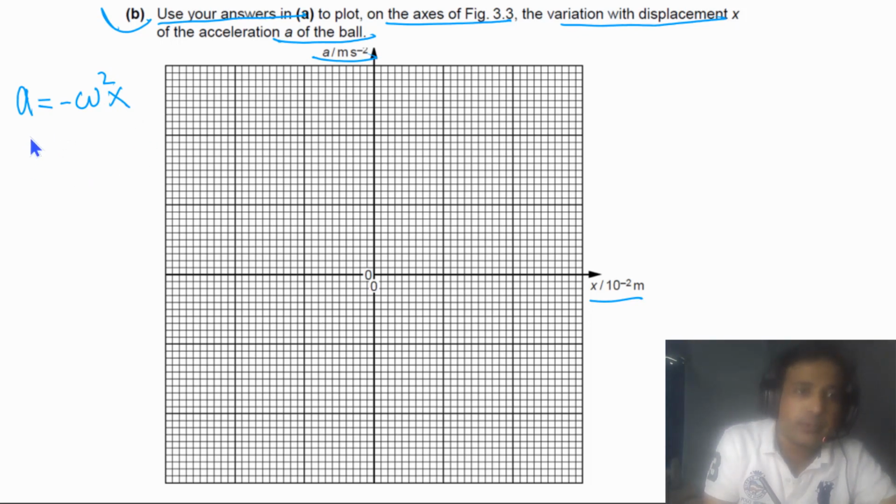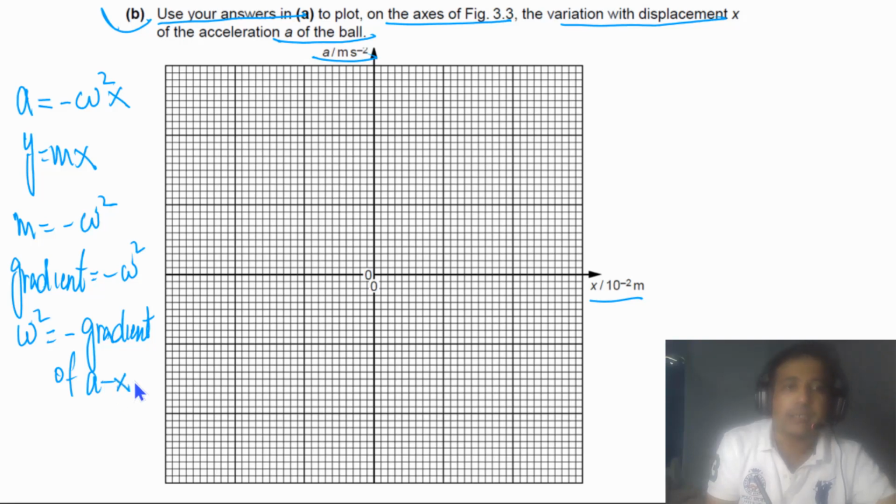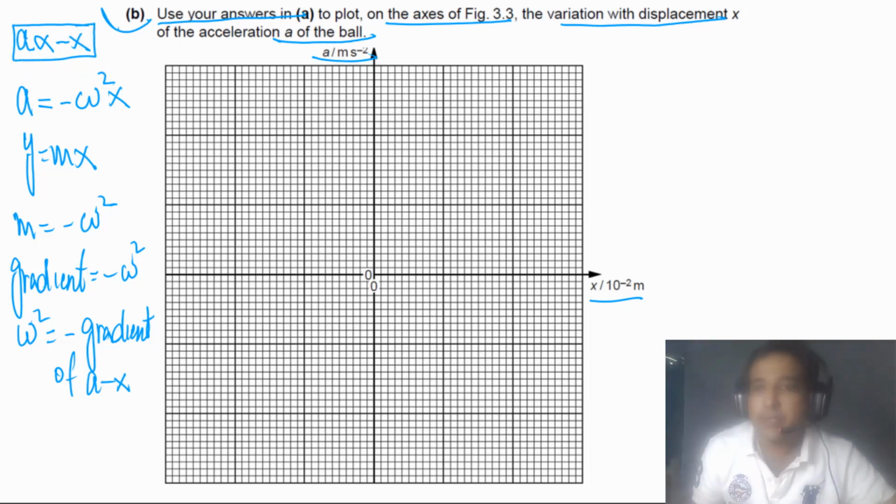Now if we compare this one with y is equal to mx, from here we can say m is equal to negative omega squared. It means the gradient is equal to negative omega squared, or we can say omega squared is equal to the negative gradient of the a-x graph. So this is the point we need to understand. But from here we can also deduce that a is directly proportional to negative x. Very important point. It means a and x are directly proportional, but they have opposite signs.